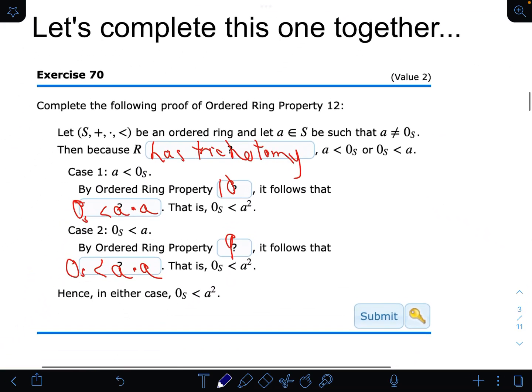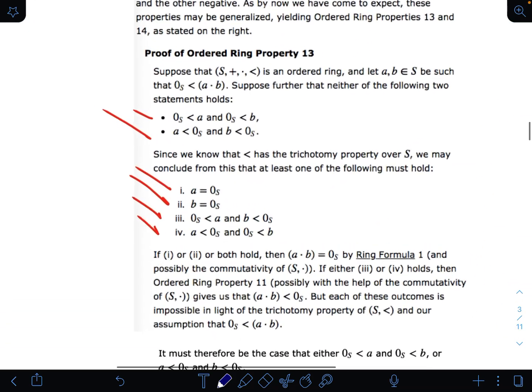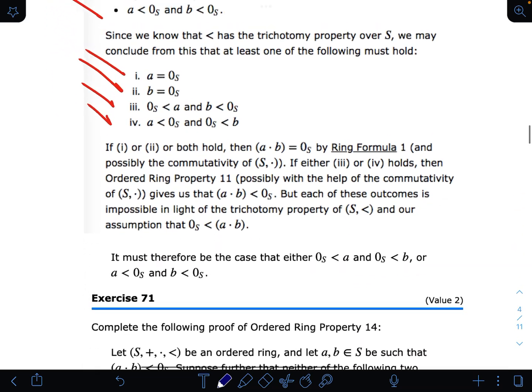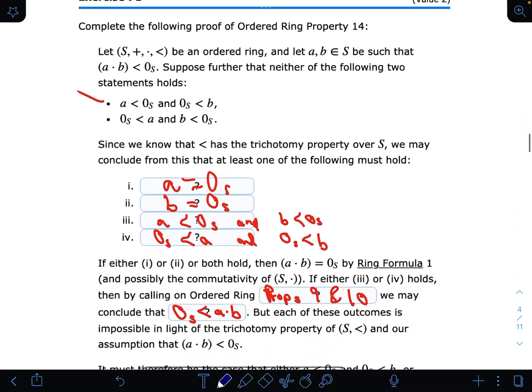And this one, I went ahead and filled this in. This would have been something we would have talked about in class and filled in the blanks had I been there. But instead here, I've written it in for you. So this is your exercise 70. It's the proof of ordered ring property 12. We're always showing that no matter what the value of A is, as long as it's not the 0 element, when I square it, it's got to be greater than 0, or a positive element, if you will. And this just goes through the proof of ordered ring property 13.